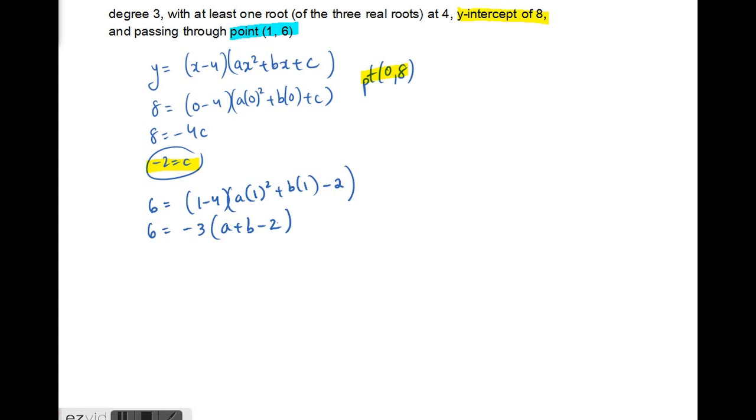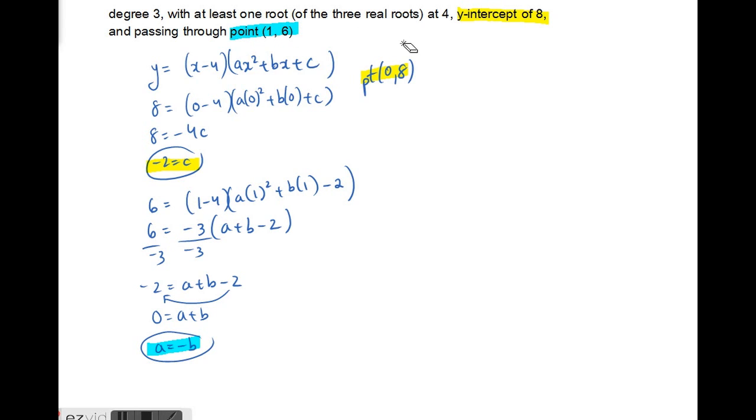I'm going to divide both sides by negative 3. So I have negative 2 is equal to a plus b minus 2. And moving the 2 over, I will have 0 is equal to a plus b. Or in other words, that a has to be negative b. So this condition came from the one that I'm going to highlight in blue. So it came from the point (1, 6).